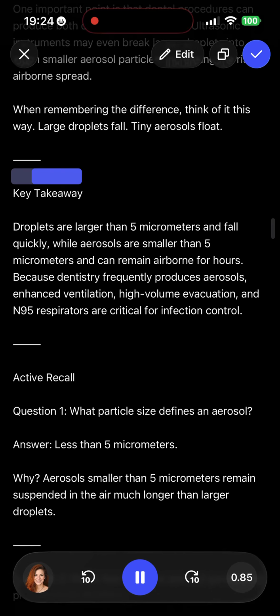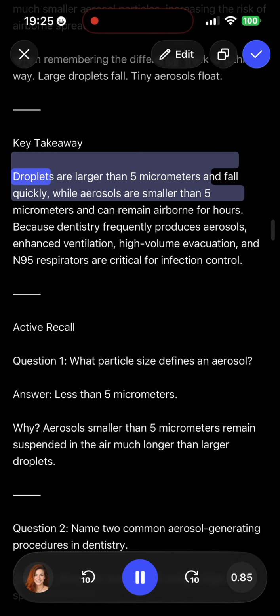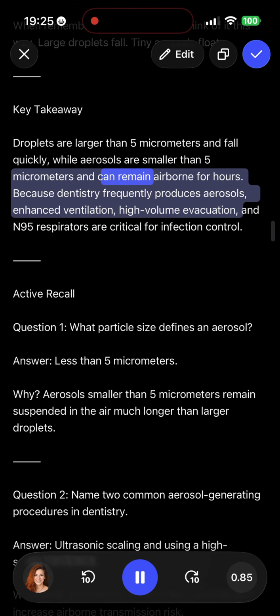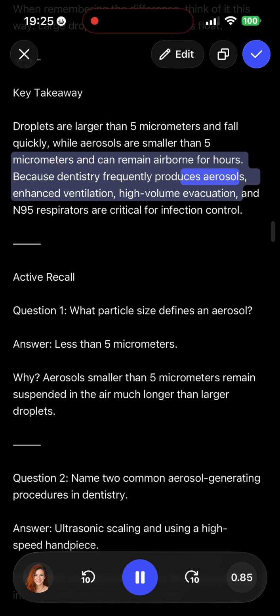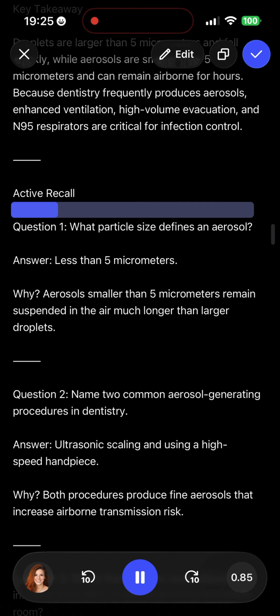Key takeaway. Droplets are larger than 5 micrometers and fall quickly, while aerosols are smaller than 5 micrometers and can remain airborne for hours. Because dentistry frequently produces aerosols, enhanced ventilation, high-volume evacuation, and N95 respirators are critical for infection control.